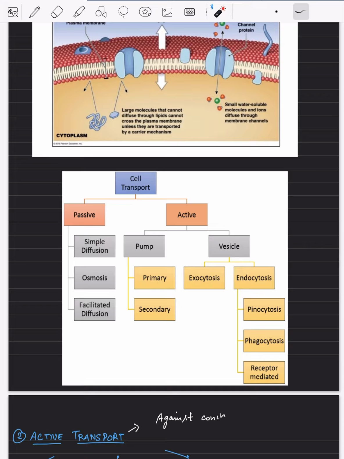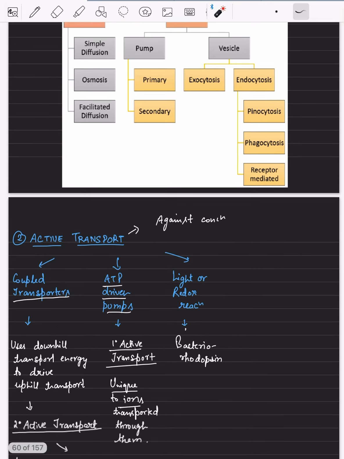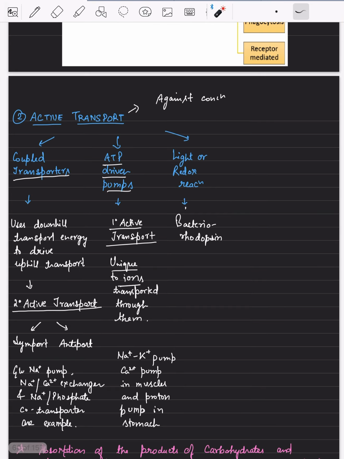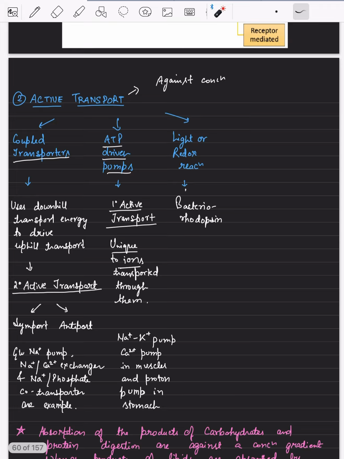Then in case of active, it could be either pump or vesicle. I will let you know. Pump further can be of two types. Active transport, you can see here, is against the concentration gradient. So primary active, secondary active. ATP driven is primary active. Unique ions are transported through such a mechanism, like the sodium potassium pump, the calcium pump in muscles, and the proton pump in the stomach.